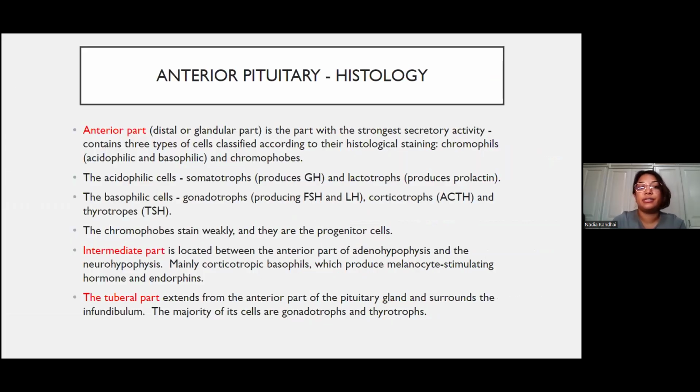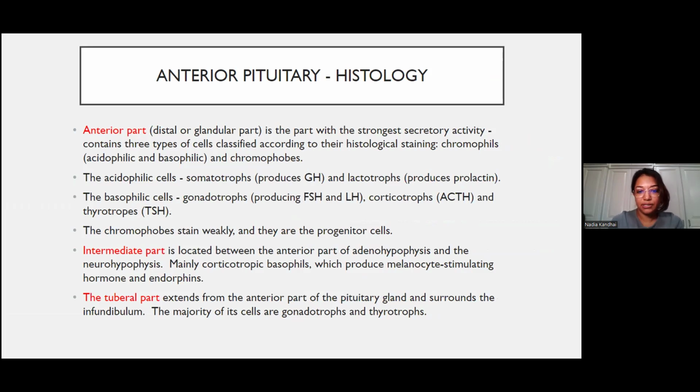The histology of the anterior pituitary, the distal part, has the strongest secretory activity, which contains three types of cells. The acidophilic cells are the somatotropes and the lactotropes, producing growth hormone and prolactin respectively. The basophilic cells are the gonadotropes, producing FSH and LH, the corticotropes, producing the ACTH, and the thyrotropes, producing the TSH. The chromophobes stain weakly, and they are progenitor cells.